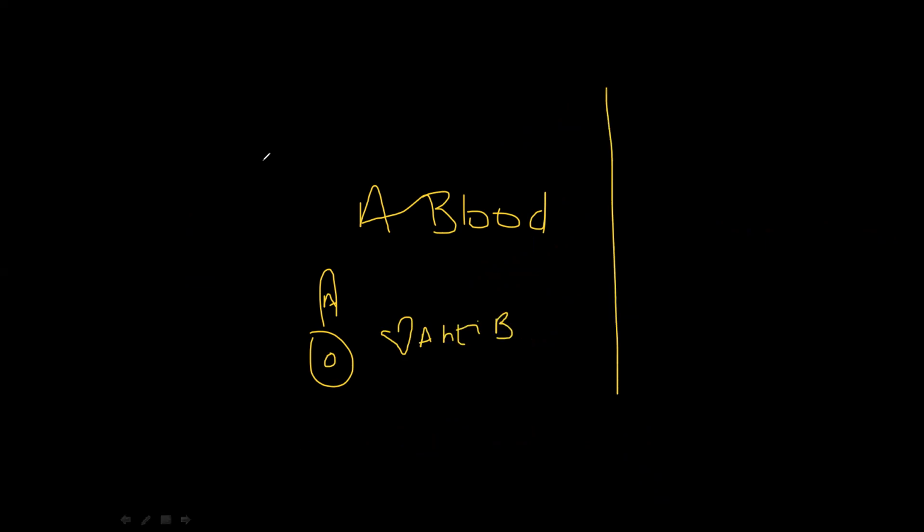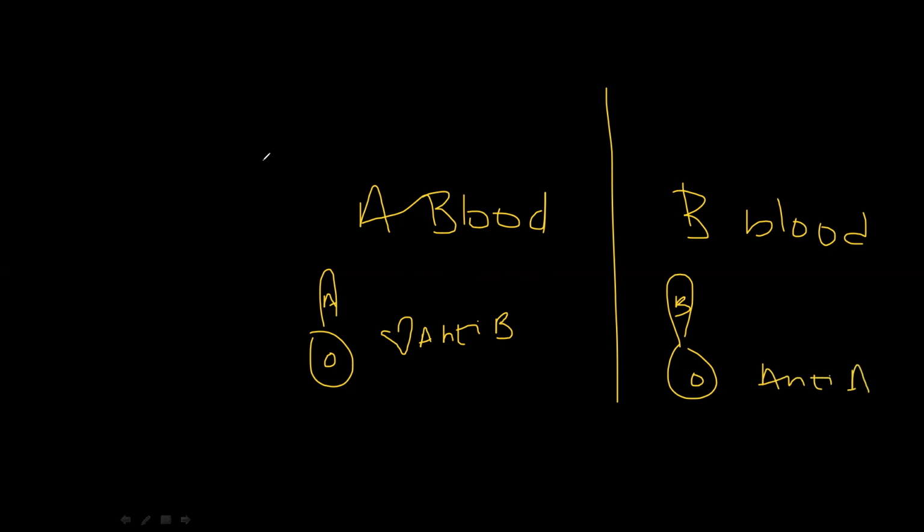Now, for someone that has A blood, again, they have the A antigen on their red blood cell, and they're going to have the anti-B antibody in their plasma. Versus someone that has B blood, again, they have the B antigen, and they have the anti-A antibody. So because of this, for someone that has A blood, they can be given A blood, and they can be given O. Same thing over here. They can be given B blood, or they can be given O.